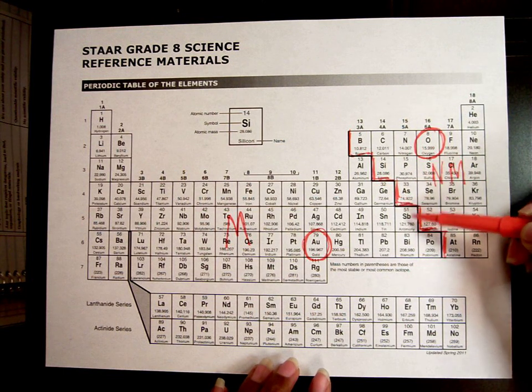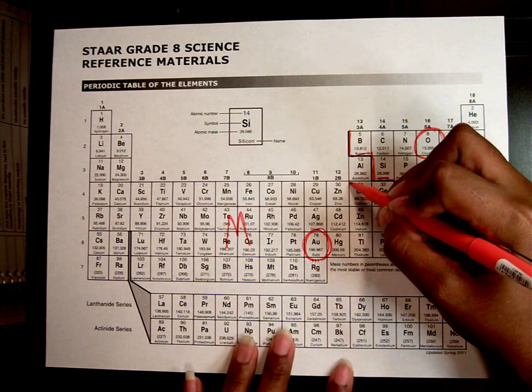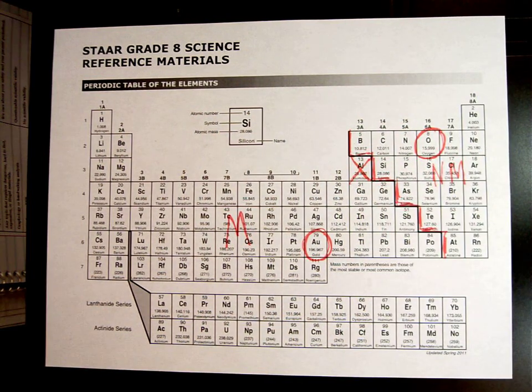Along the stair step line, the elements that touch the stair step, those are metalloids, except for aluminum. Aluminum is a metal. Okay?